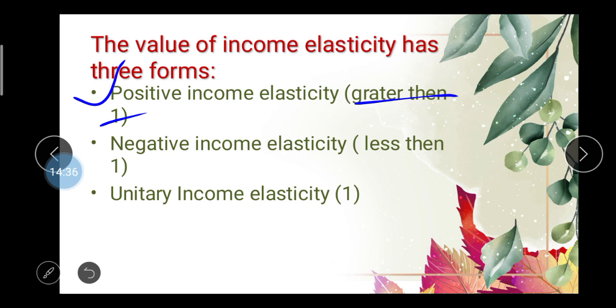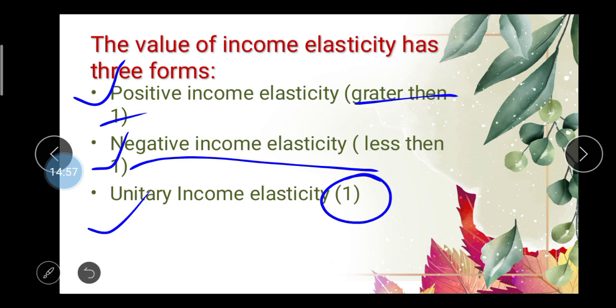Then negative income elasticity is the reverse of positive income elasticity, meaning there is a lesser change in demand compared to your income. So it's called negative income elasticity. Then unitary elasticity means what? Unitary elasticity is equal to 1, because the same change occurs in your income and in the demand for the product, right? So it's called unitary income elasticity.